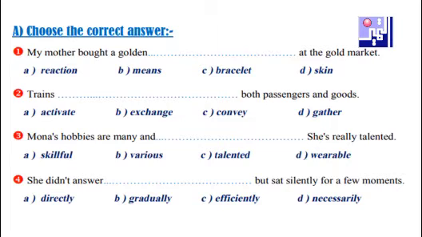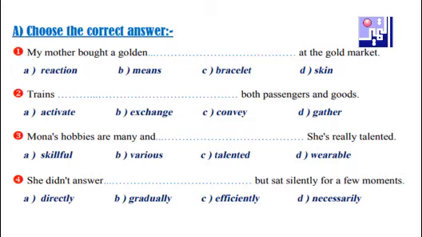Number 2, trains blank both passengers and goods. As we know, trains are means of transport. So what do trains do to passengers and goods? Activate, or exchange, or convey, or gather. That's right, trains convey both passengers and goods.